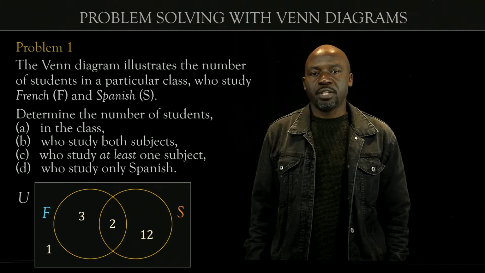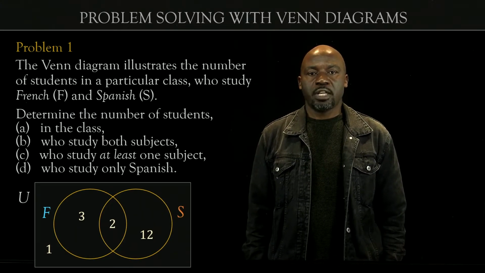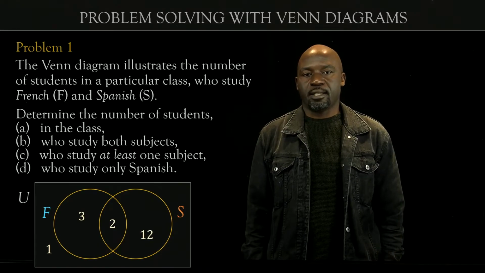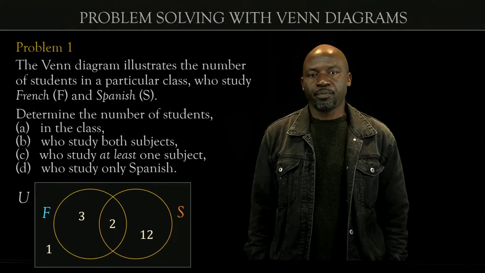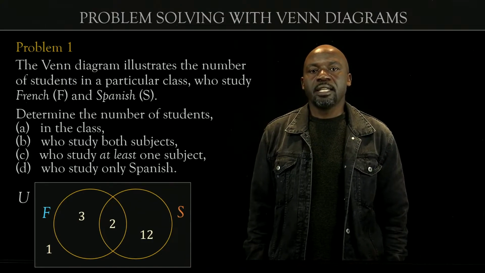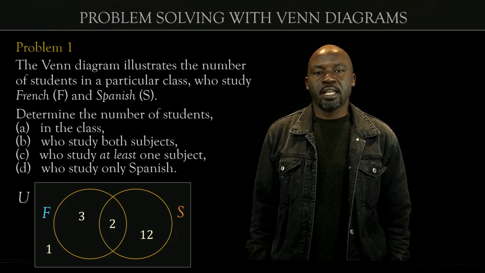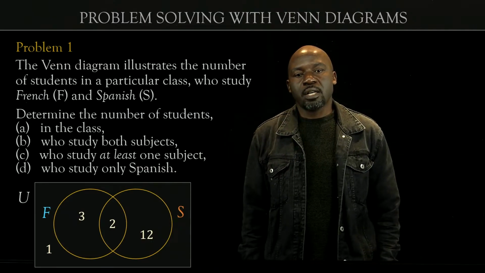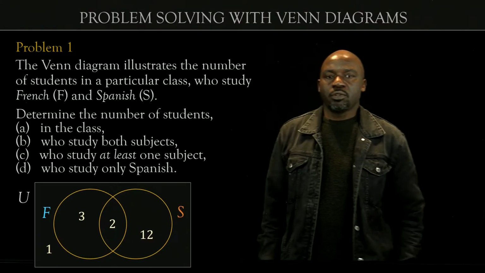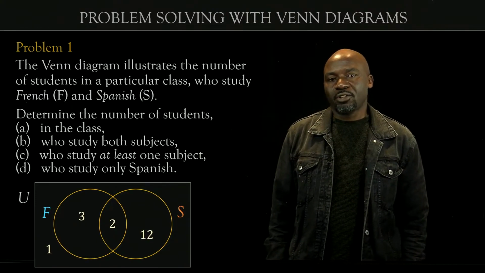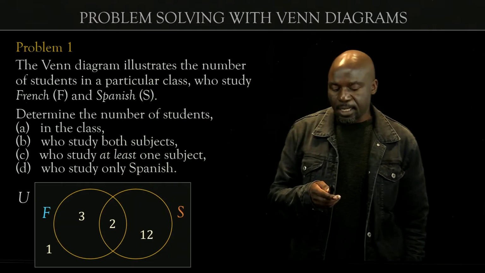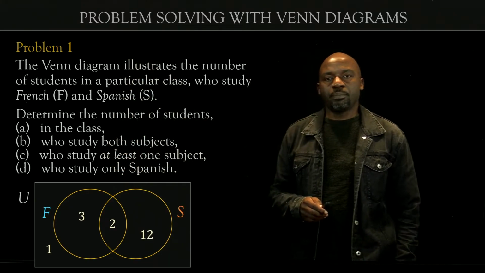That's part A. Part B says determine the students who study both subjects. That means they study French and Spanish. Then determine the number of students who study at least one subject. That means they study either one or both. Okay? And lastly, the students who study only Spanish. So this is referring to stuff that we've discussed previously, but let's see how we interpret this.